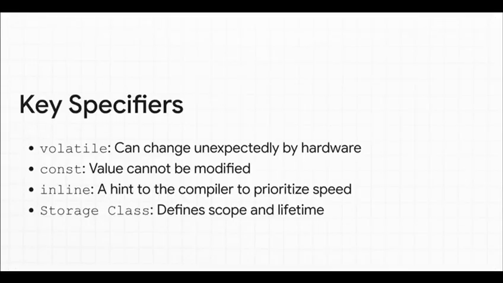You'll also see questions about this whole family of specifiers. For example, volatile is super important in embedded systems. It warns the compiler, hey, this variable might be changed by hardware, so don't try to be clever and optimize it away. Const is all about safety, making a value read-only. And inline is a hint for performance, asking the compiler to maybe skip the overhead of a function call.